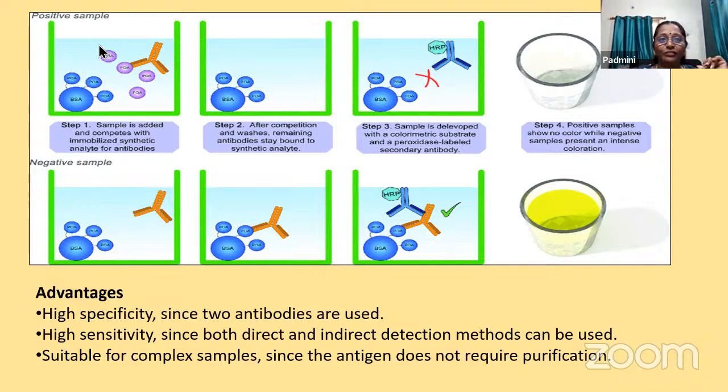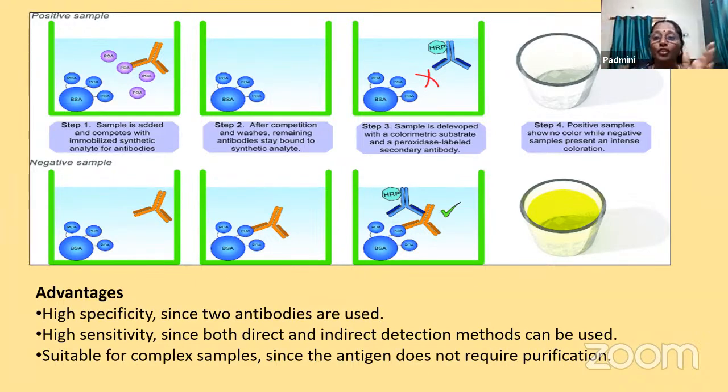Here are the positive samples, and this is a negative sample over here. In a positive sample, all the antibodies that are added are going to be bound to the patient's antigens, and there is none left over to attach to the antigen that has been coated onto this plate. So they are being washed off. Once all the antibodies are washed off, there is no more enzyme-linked antibody to attach to the substrate to give that color.